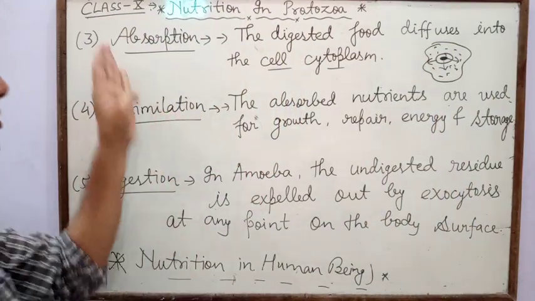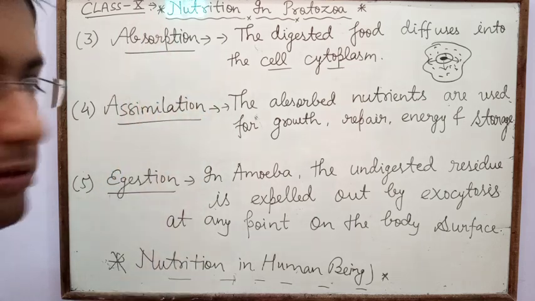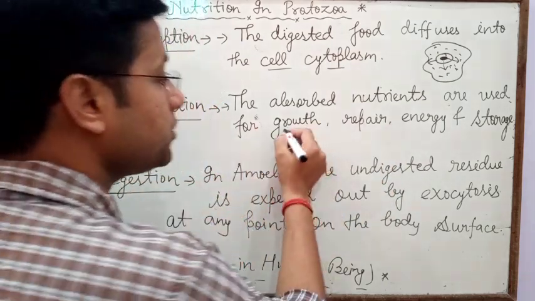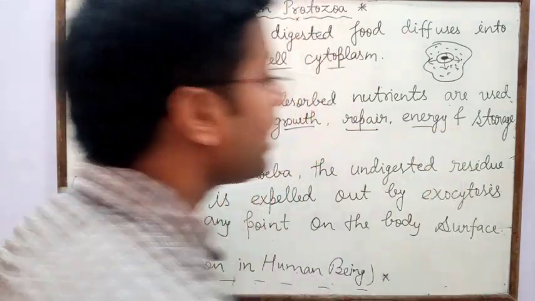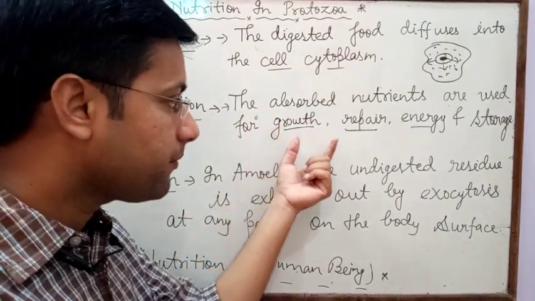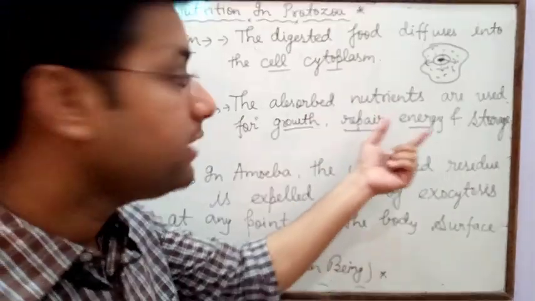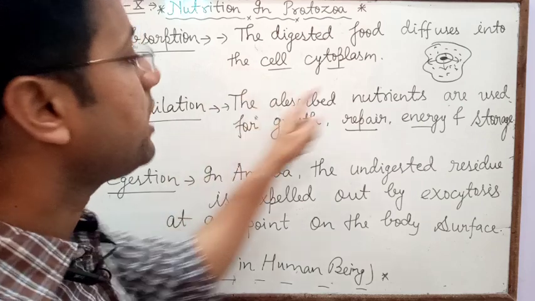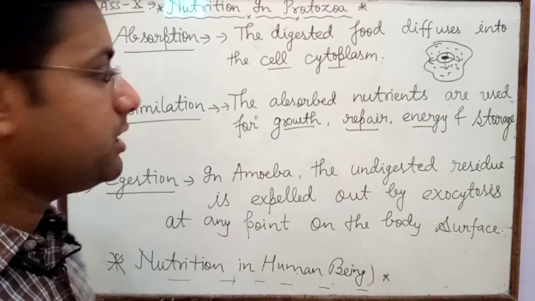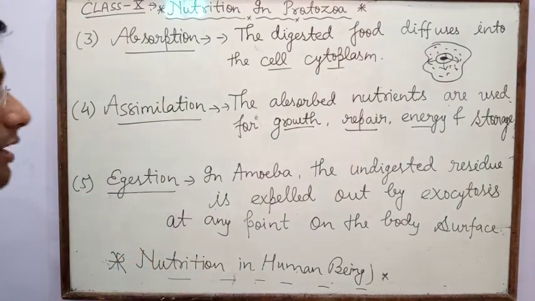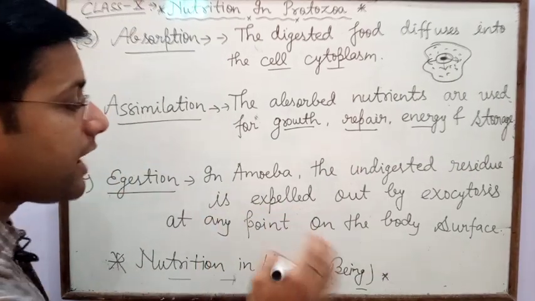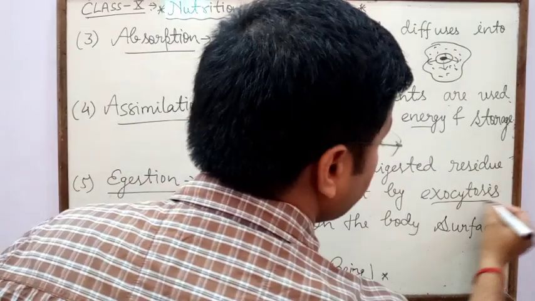After absorption, assimilation is the next process. The absorbed nutrients are used for growth, repair, energy and storage. The last step is egestion. In amoeba, the undigested residue is expelled out by exocytosis.